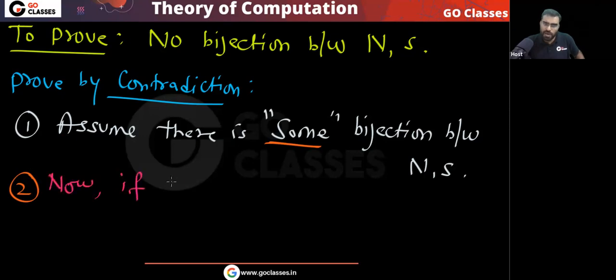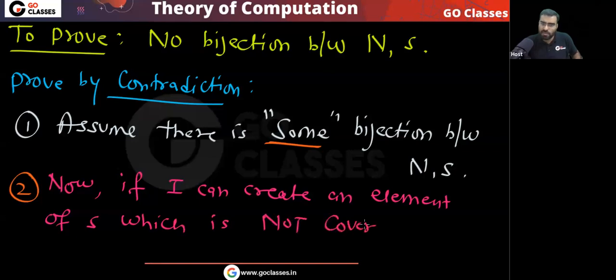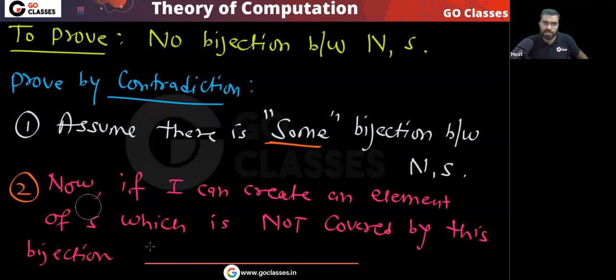Now, if I can create an element X in S, an element of S which is not covered by this bijection, then can I say this bijection is not a bijection? Yes or no? Agree? Please tell me.